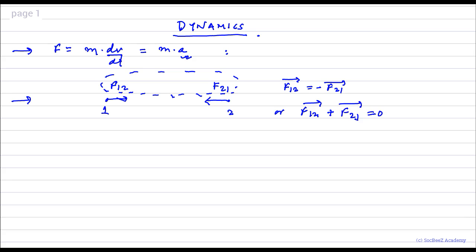So basically these action-reaction forces are of the same magnitude, that is, mod of F12 vector equals mod of F21 vector. They are of the same magnitude but their direction is opposite, which is simply indicated by this negative sign. Now we move on to the next topic, that is friction.